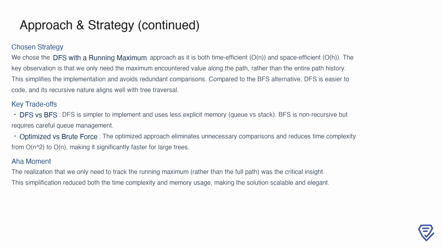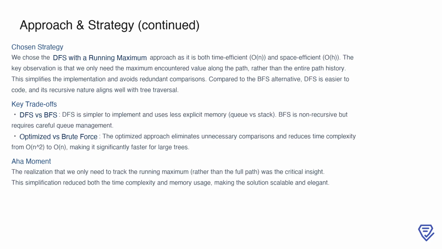Compared to the breadth-first search alternative, DFS requires less explicit memory management and aligns naturally with recursive tree traversal. Additionally, this optimized approach eliminates the inefficiencies of the brute force method, reducing the time complexity from O(n squared) to O(n). The aha moment here was recognizing that tracking just the running maximum is sufficient to identify good nodes. This insight allowed us to simplify the implementation while ensuring it remains fast and effective, even for large binary trees.